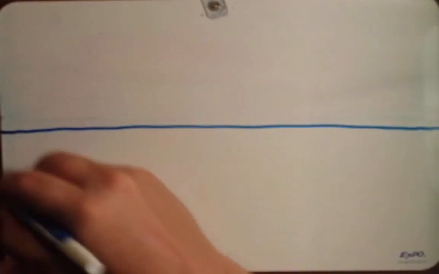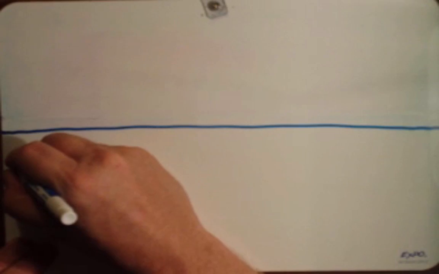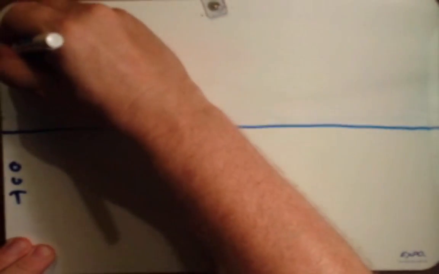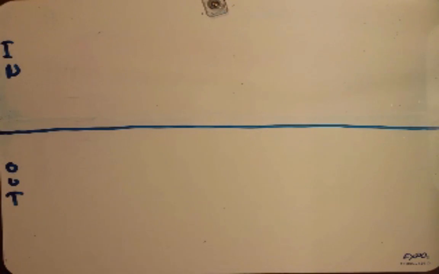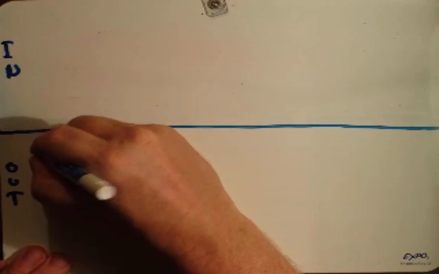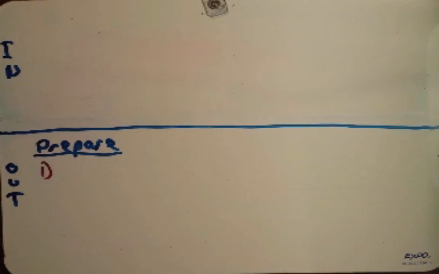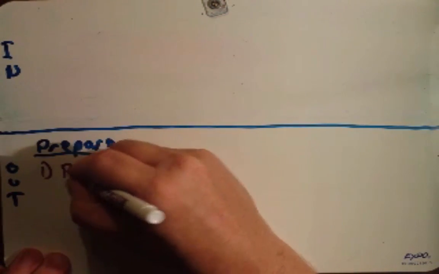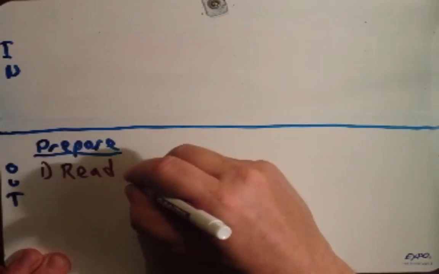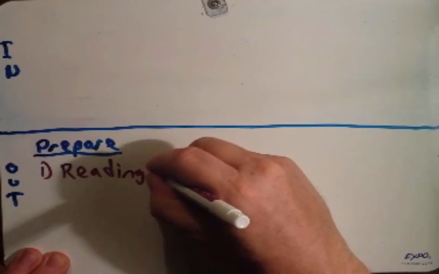As with most classes, and this class will be no exception, you will learn some things outside of class and you will learn things inside of class. The way this course will work is that before you come to class, you will need to prepare. What I mean by that is that before you come to class, you will be asked to read from your textbook. So you'll have assigned readings.